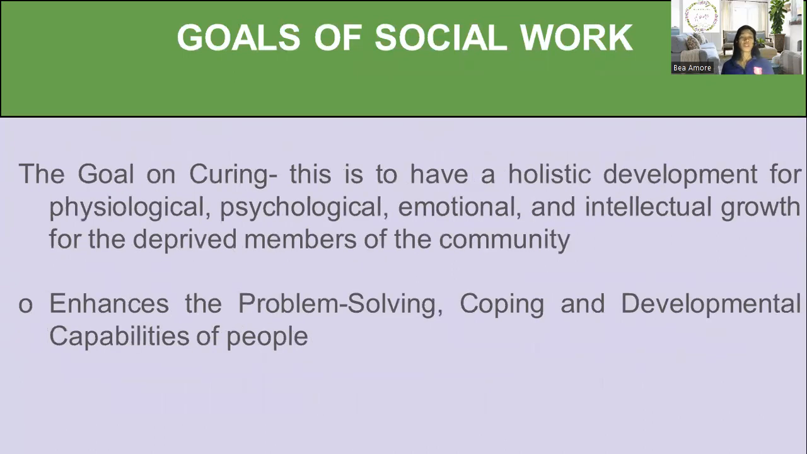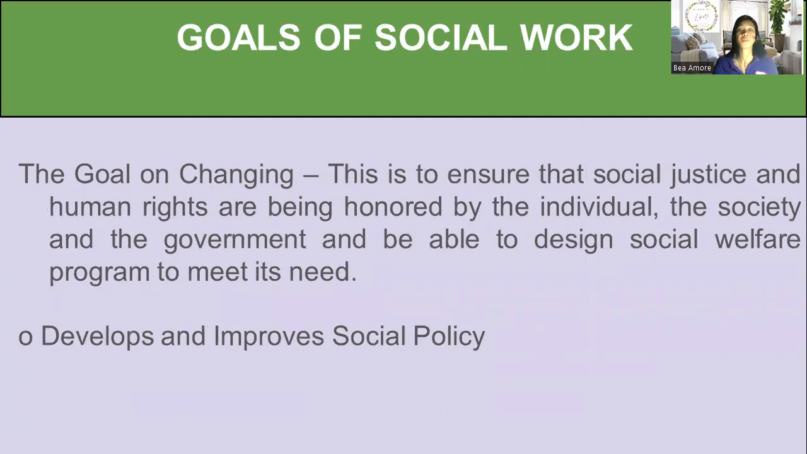The goal on curing. This is to have a holistic development for physiological, psychological, emotional, and intellectual growth for the deprived members of the community. Enhances the problem solving, coping, and developmental capabilities of people. The goal on changing. This is to ensure that social justice and human rights are being honored by the individual, the society, and the government, and be able to design social welfare programs to meet their needs. Develops and improves social policy.